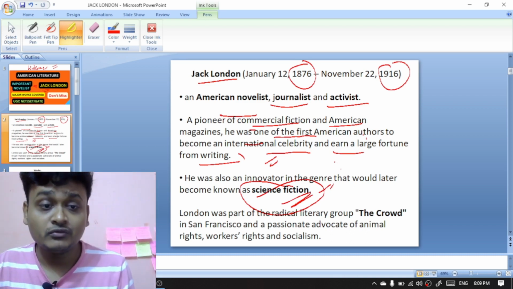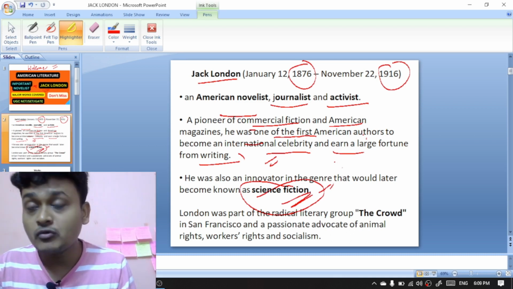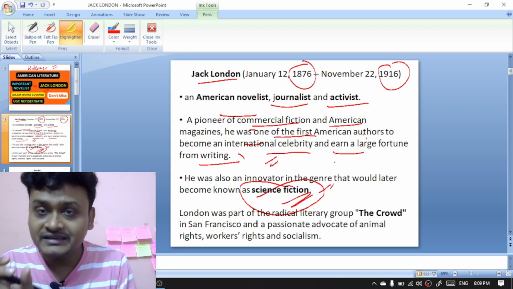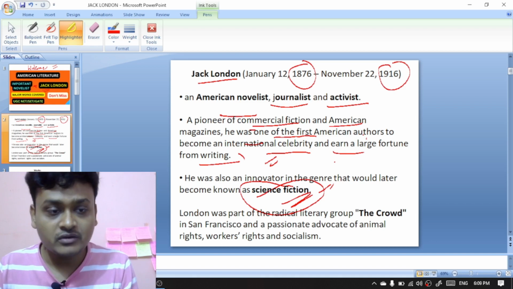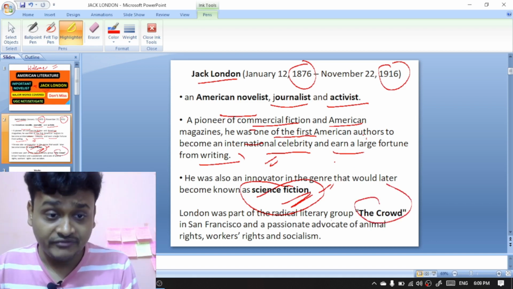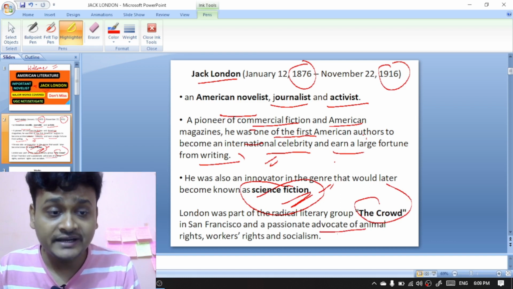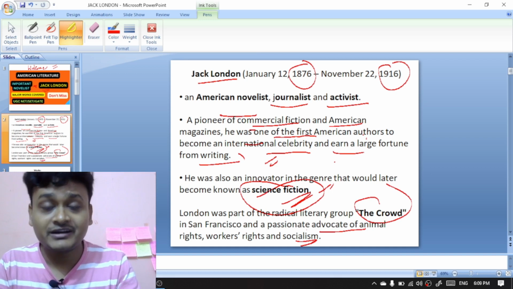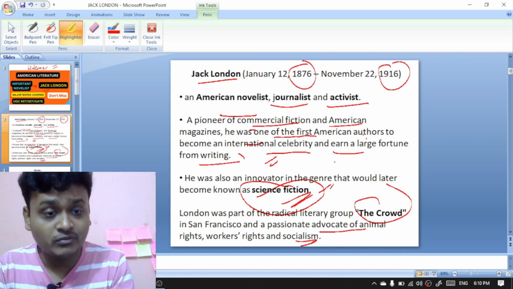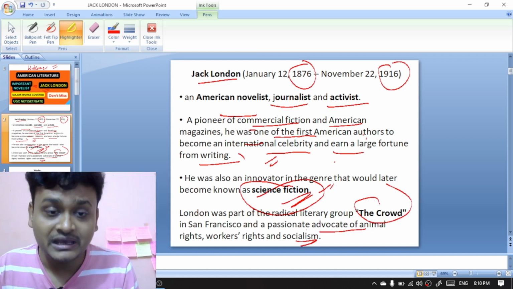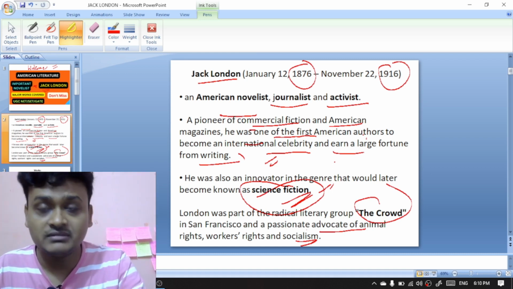Jack London was a part of a radical literary group called the Crowd in San Francisco. He was a passionate advocate of animal rights, workers' rights, and socialism. He worked for workers' rights, and he was also a socialist and an advocate of animal rights.